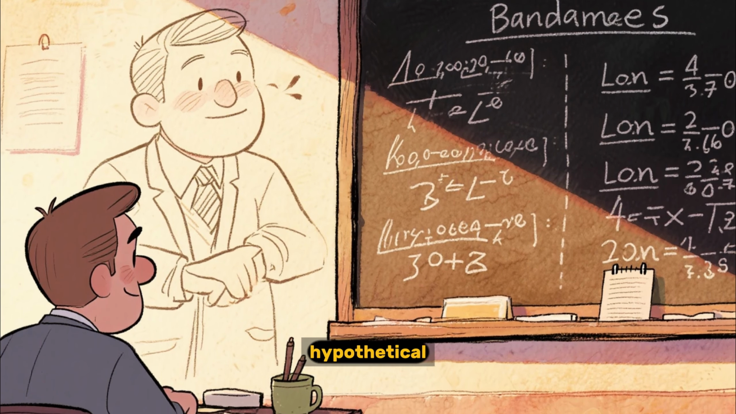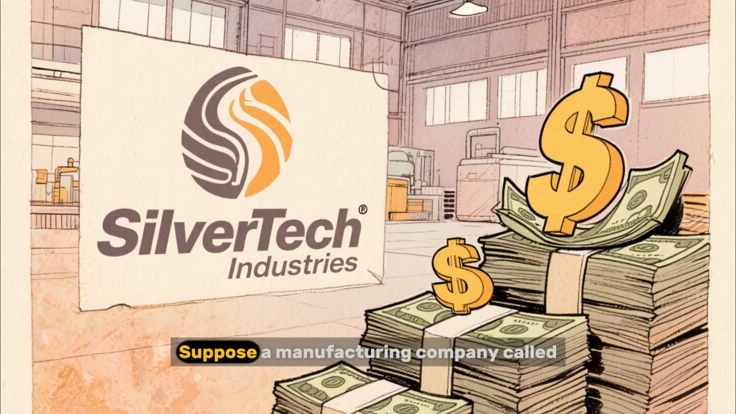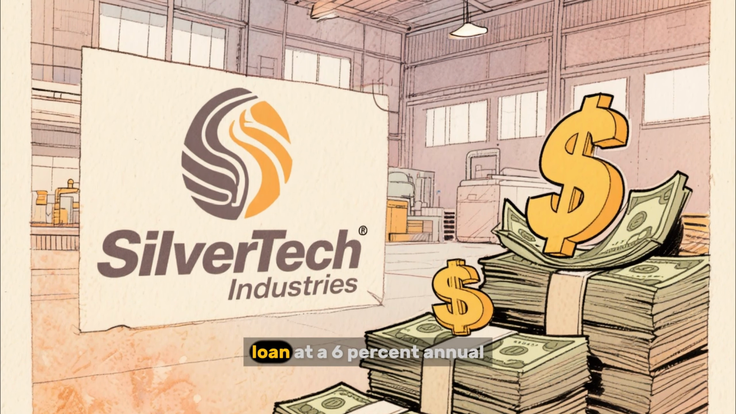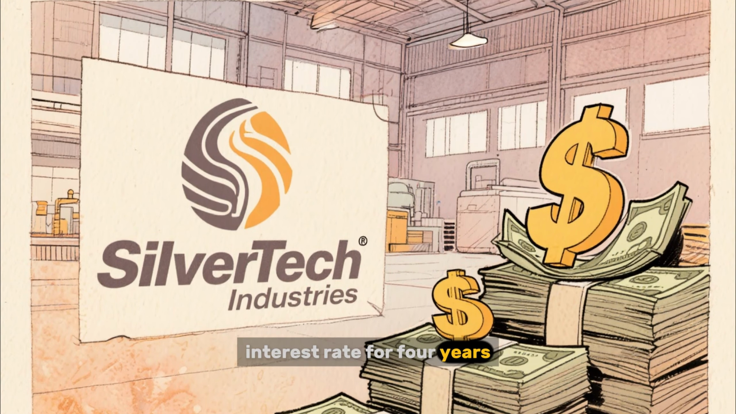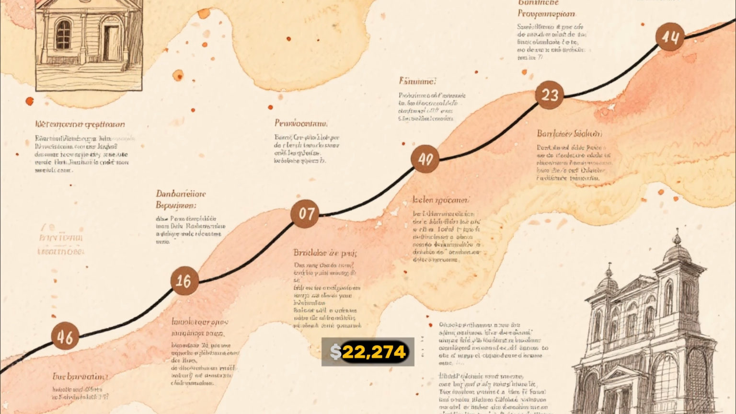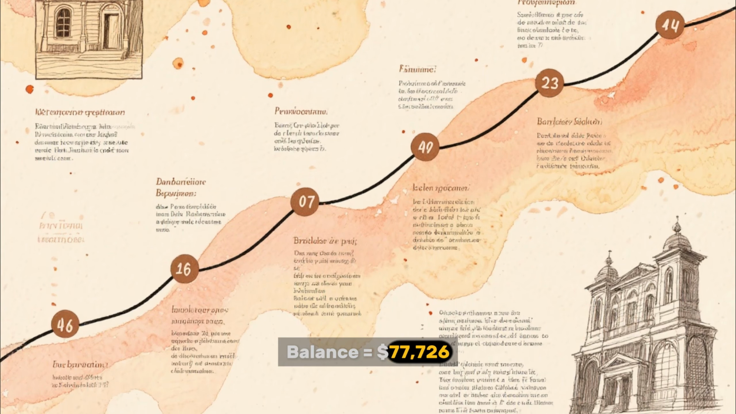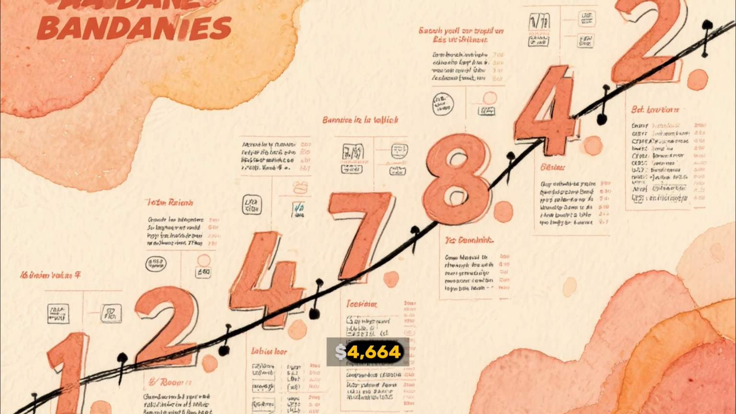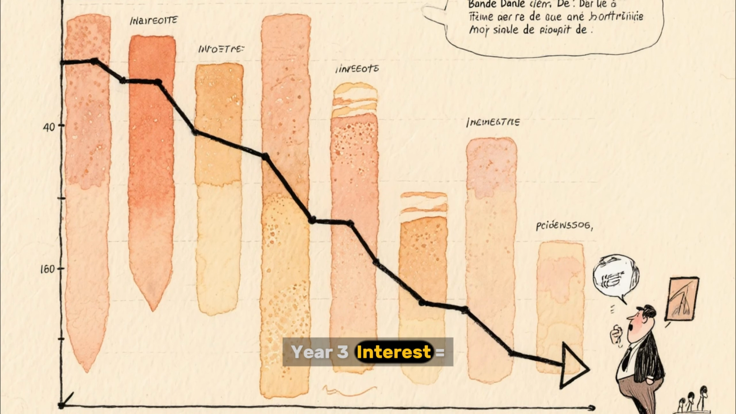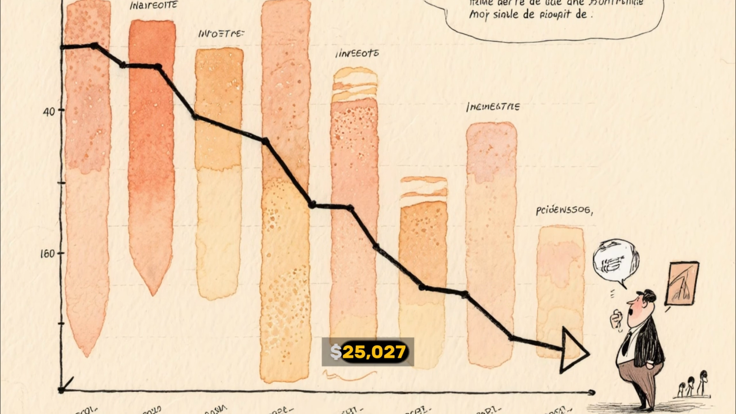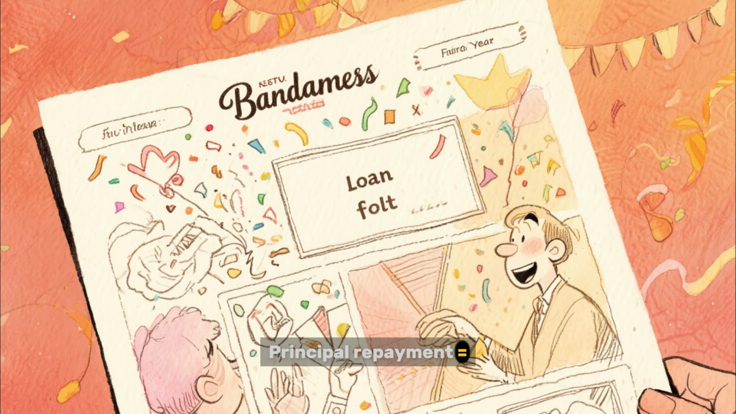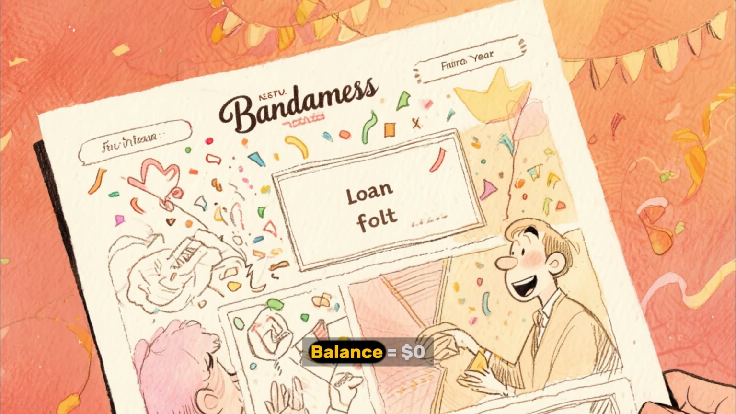Let's look at a more detailed hypothetical scenario to make this clearer. Suppose a manufacturing company called Silvertech Industries takes out a $100,000 loan at a 6% annual interest rate for 4 years. Year 1, interest, $6,000. Principal repayment requires $20,074, balance $77,126. Year 2, interest, $4,664, principal repayment $23,610, balance $54,116. Year 3, interest, $3,247, principal repayment $25,27, balance $20,089. Year 4, interest, $745, principal repayment $25,29, balance $100.